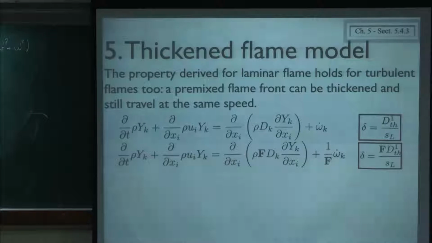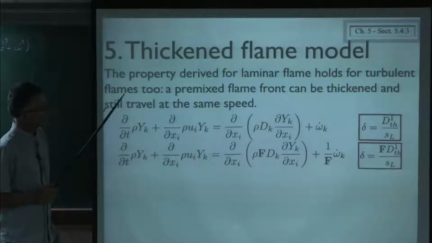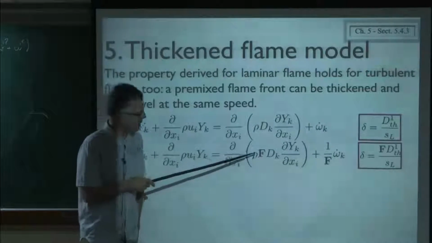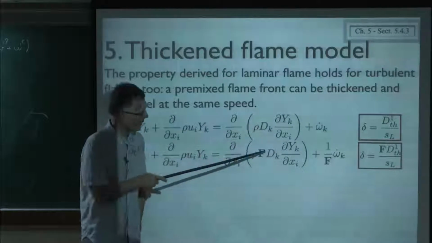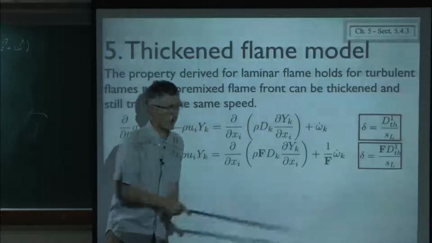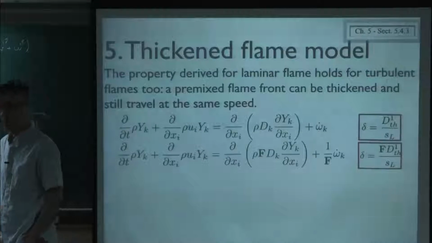Okay, second flame model. This one I've already introduced last time. And remember, I told you that there was this property saying that if you multiply a diffusion equation like this by a factor F, and if you divide chemistry by a factor F, then the speed is the same.